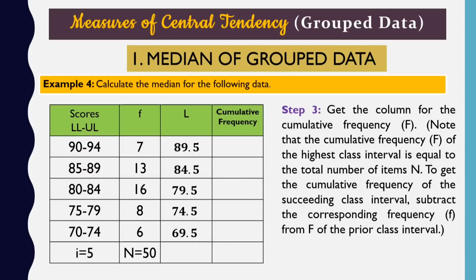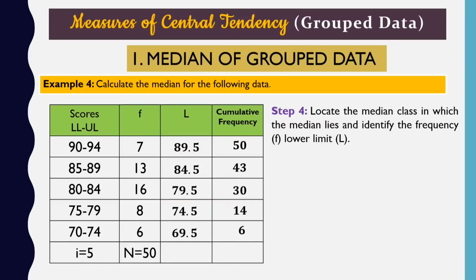Step 3, we get the cumulative frequency. Again, we start with the value of N, which is 50. So 50, and then from that we subtract the frequencies. So 50 minus 7 is equal to 43. 43 minus 13 is 30. 30 minus 16 is 14. And 14 minus 8 is 6. Again, the cumulative frequency and the frequency for the last interval should be the same.